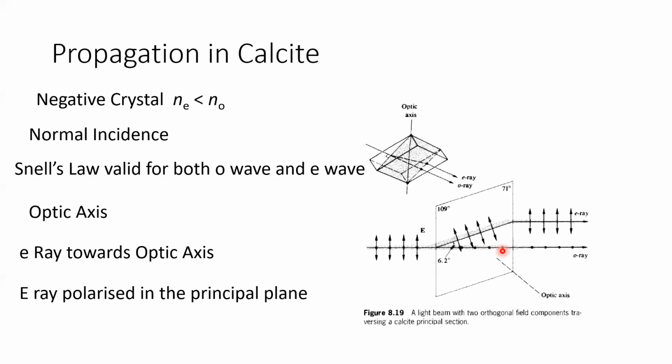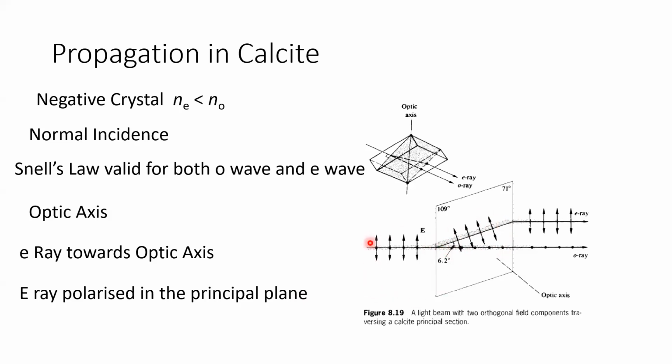This we have shown. Now EY is non-zero. So that is the polarization of the O ray, and the polarization of the E ray is in the principal plane. That is shown like this. And vector E is perpendicular to S, and that's why we have shown them as oscillating perpendicular to the direction of S here.